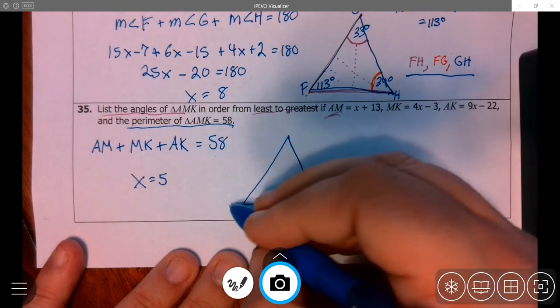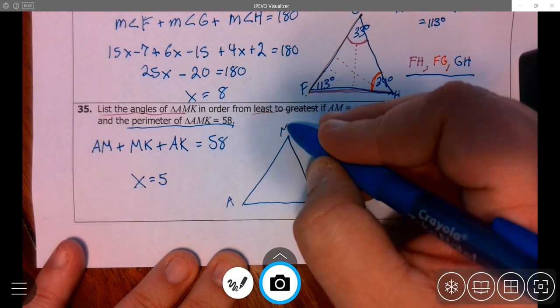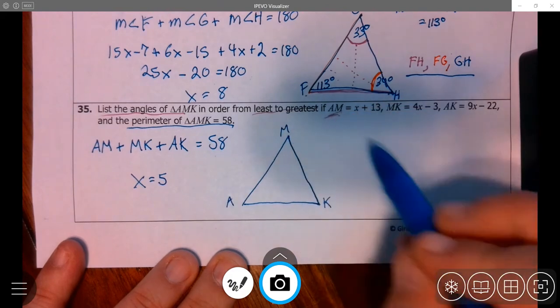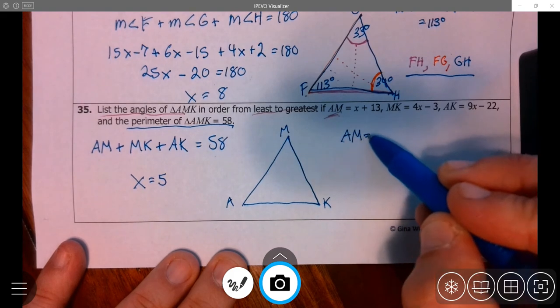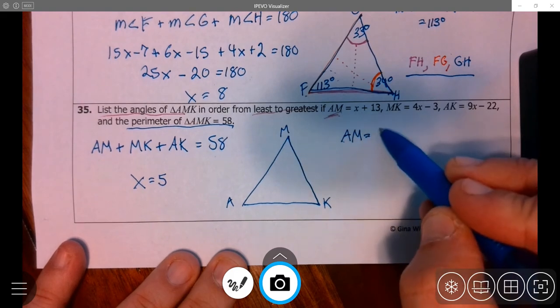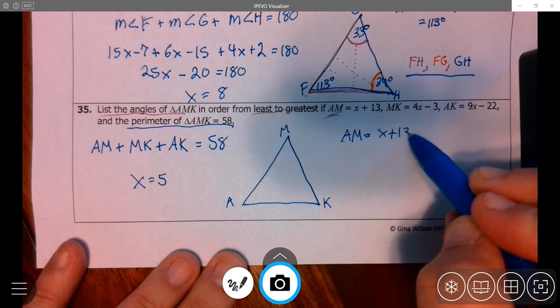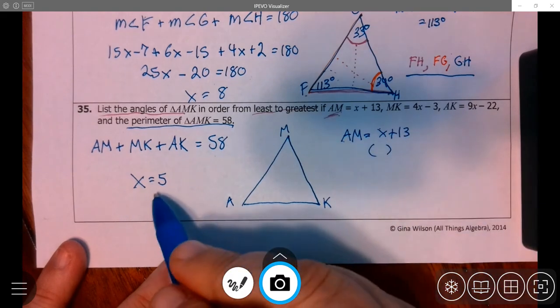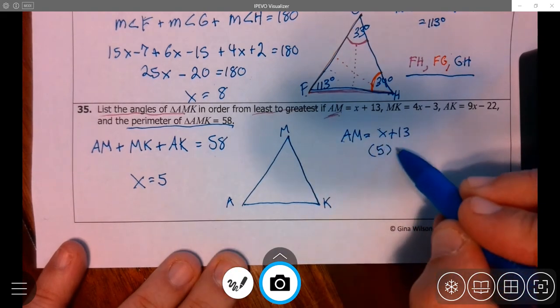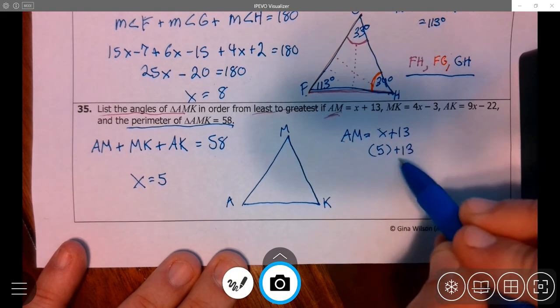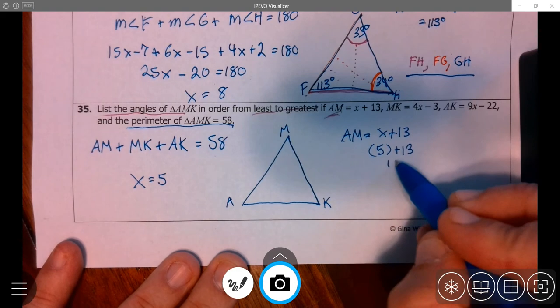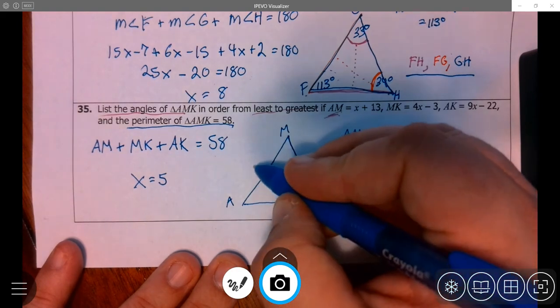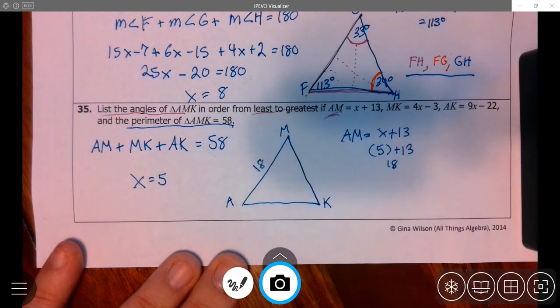I am going to draw my triangle again, AMK, and then to find the side length AM, I substitute in for x. It was x plus 13, so now I will substitute a 5 in for x and get 5 plus 13, which is going to give me the side length of 18. So I have 18 over this side length.